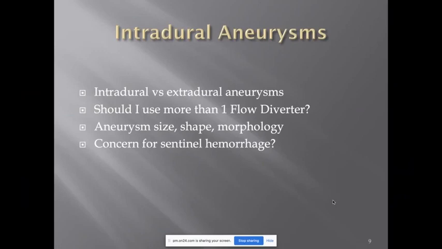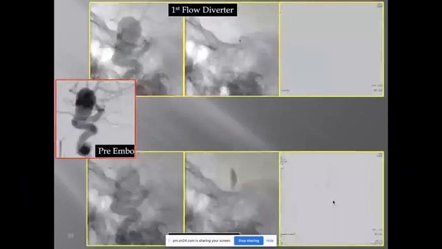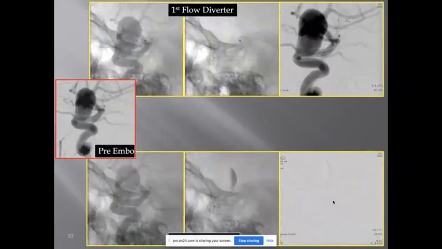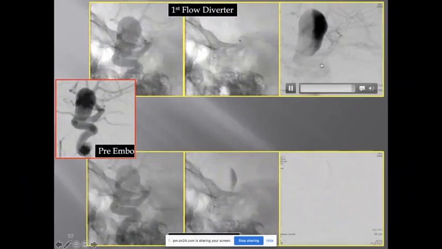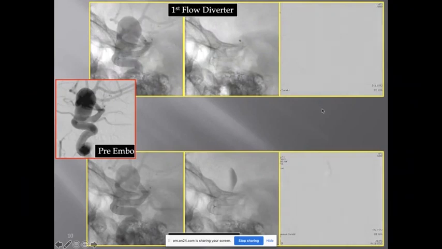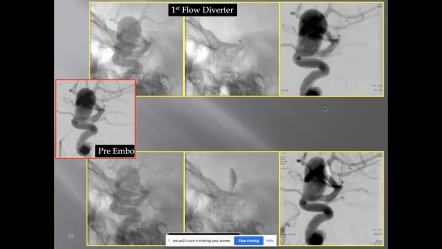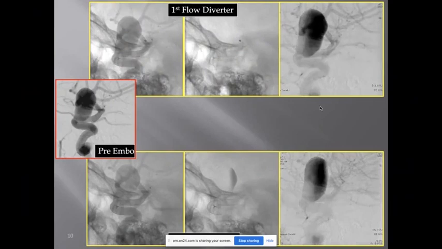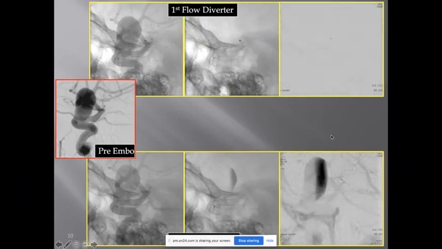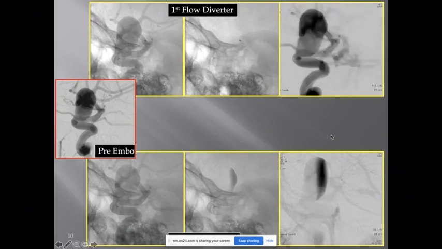So these are all things to consider when you're thinking about treating an aneurysm, but especially treating with a flow diversion. This case, again, is probably close to 10 years ago now. On the top right, you're seeing a video run after placement of one flow diverter. And we went ahead and put in a second one early on, and you can see it resulted in much more stagnation of contrast.